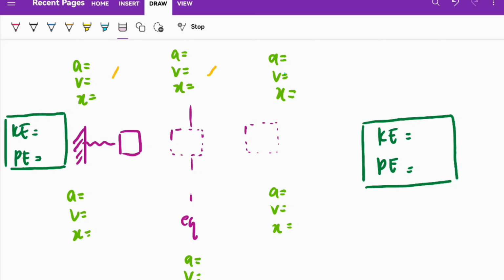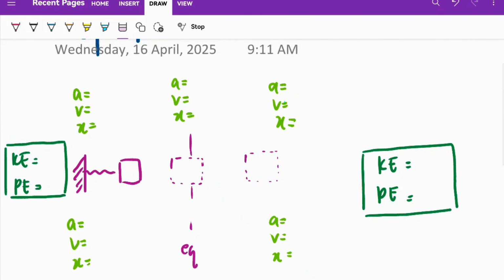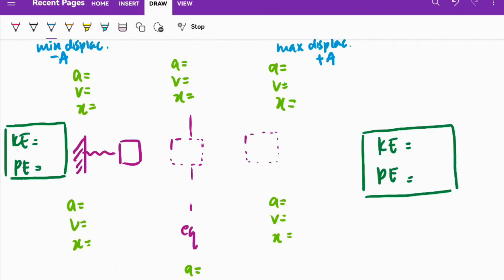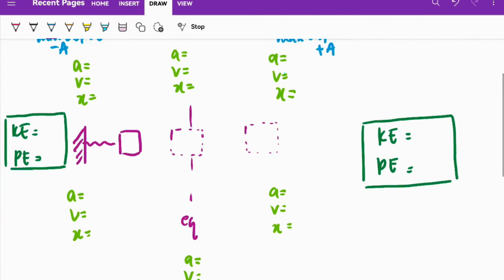Basically, at its minimum displacement and maximum displacement, or in other words, maximum amplitude or minimum amplitude. Okay, let's start with displacement, the easiest one. So we know displacement at its equilibrium position is definitely 0, right? Because you are at the equilibrium position.